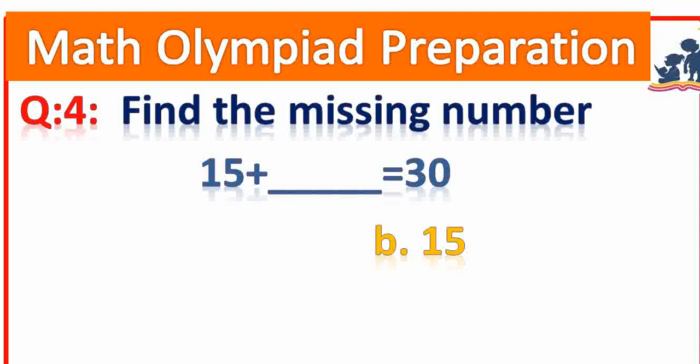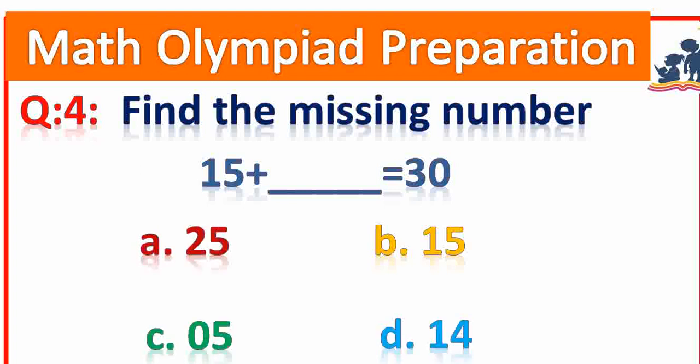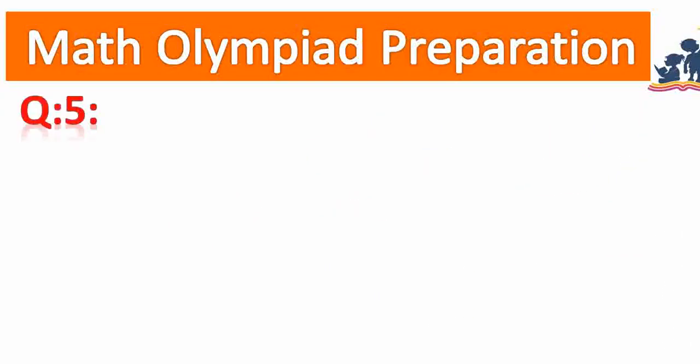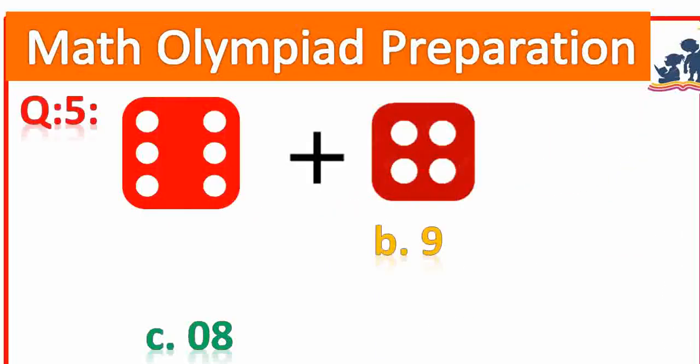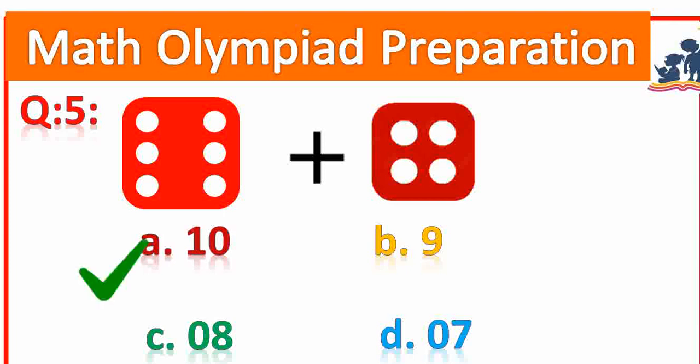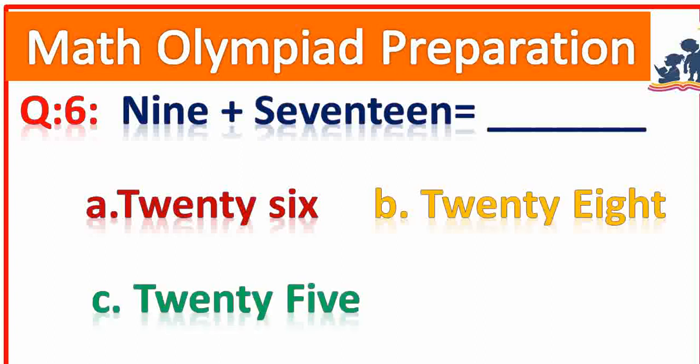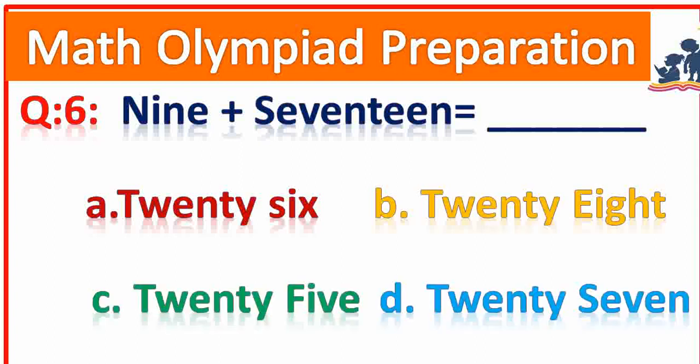Question number 4. Find the missing number. 15 plus dash is equal to 30. 15. Good. Question number 5. Tell me the answer. 6 plus 4 is 10. Good. Right answer. Question number 6. 9 plus 17 is 26. Good.